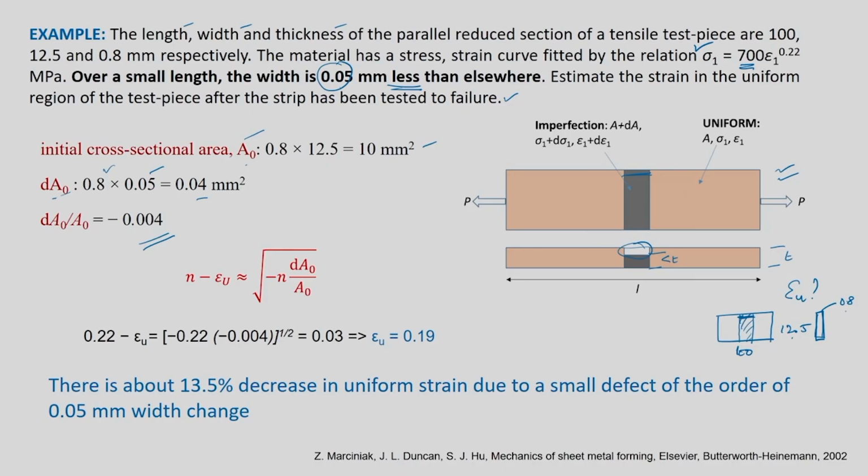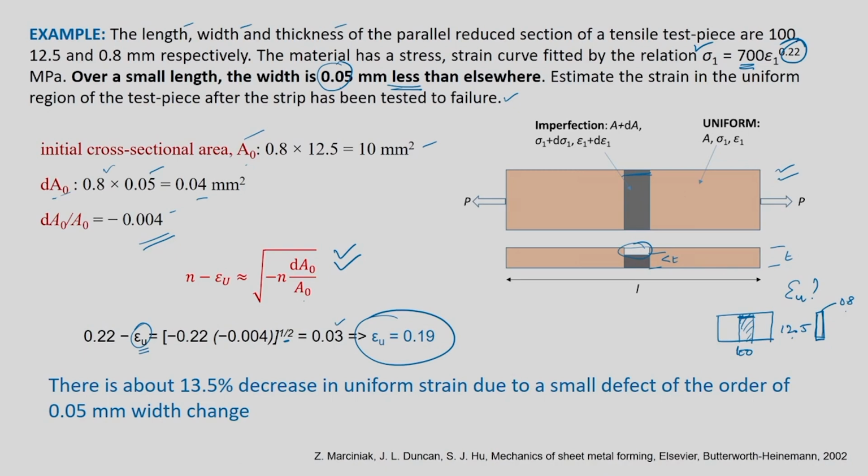So, I can straight away take the equation which I derived just now: n minus epsilon u is about square root of minus n dA naught by A naught. n is already given here as 0.22, minus epsilon u, which we have to get, equals square root of minus 0.22 into this one. dA naught by A naught is this much. If you calculate, it is 0.03, and if you get epsilon u from this, 0.03 minus 0.22 is 0.19, so it will become plus. So, epsilon u is equal to 0.19.